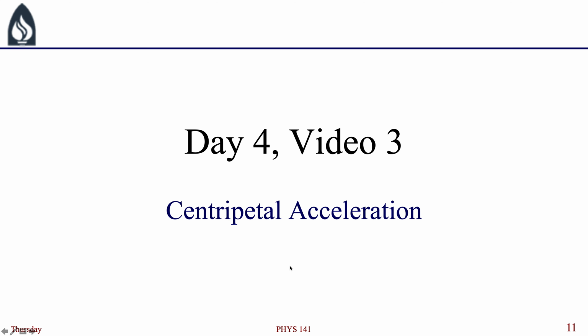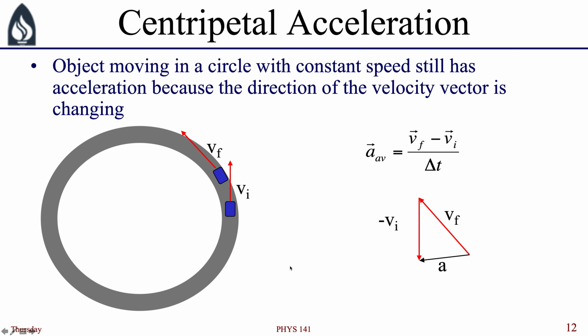In this third video, we'll be looking at centripetal acceleration. So centripetal acceleration is the kind of acceleration you get because an object is moving in a circle. If you think about an object moving in a circle, even if it's at constant speed, it will still have acceleration because the direction of its velocity vector is changing.